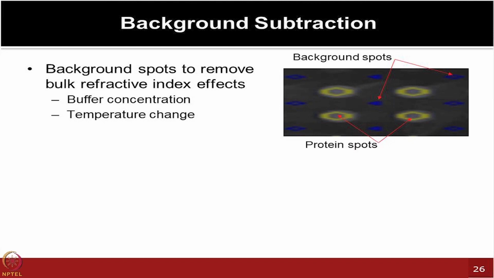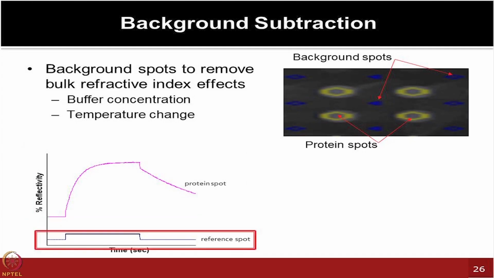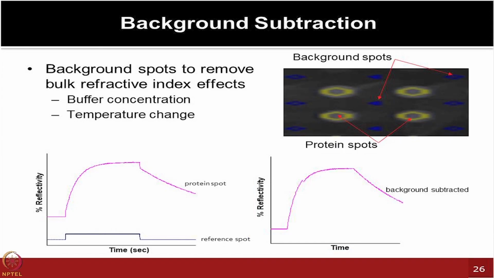Then you have removed all kinds of side effects coming from those chips, and now you can see how much difference it could make. For example, this was the actual spot showing you the binding, and this is something coming from your blue spot, because buffer is flowing on the whole chip, so you will see some sort of bulk effect. Now if you subtract this, then your shape changed, your sensorgram looks a little different. Right. So these are the things which can make your curves very different if you are not using normalization, or background subtraction, which is very crucial.